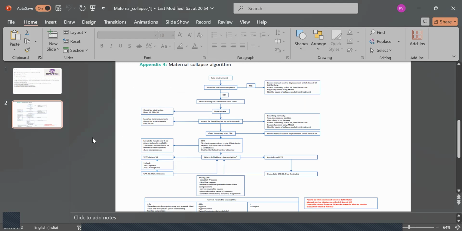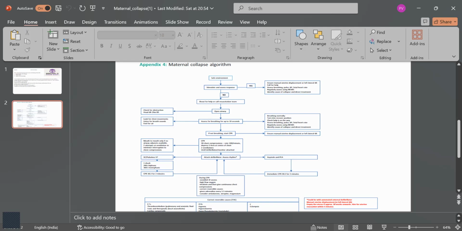I will call for help and assess the vital signs of the patient. I'll be checking her breathing, pulse rate, blood pressure, and fetal heart. Then I will start the monitoring, that is my obstetric early warning chart. After identification of the cause of the collapse, the treatment will be directed towards this cause. Now, I will see whether the patient is responding or not. If she is not responding, then I will be shouting for help.